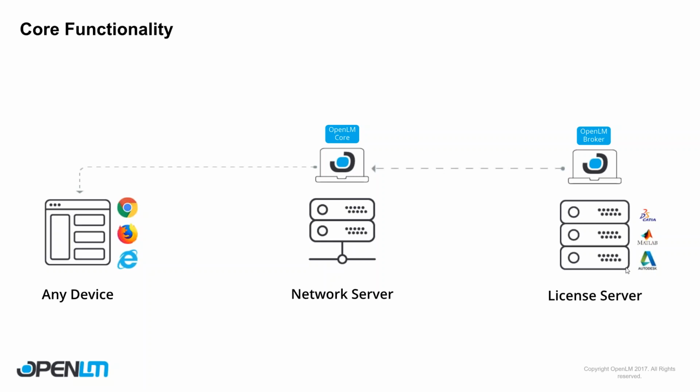Now we'll see how to install the OpenLM server, which needs to be installed on a central network server. It gets information from all the OpenLM brokers which are installed on the licensed servers. So all the OpenLM brokers on all the licensed servers will send information to the OpenLM server, or OpenLM core product. So let's see how it's done.